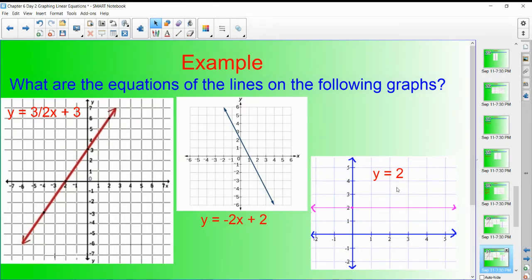Now, all these have equivalent forms. So if you want to check with me and you wrote it in point slope form by you picking a point that's not the y-intercept, I'm okay with that. We will get plenty of practice on that as well.